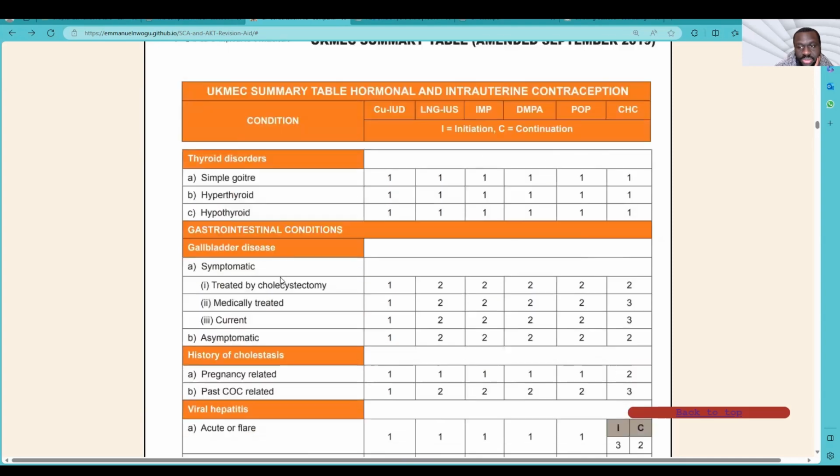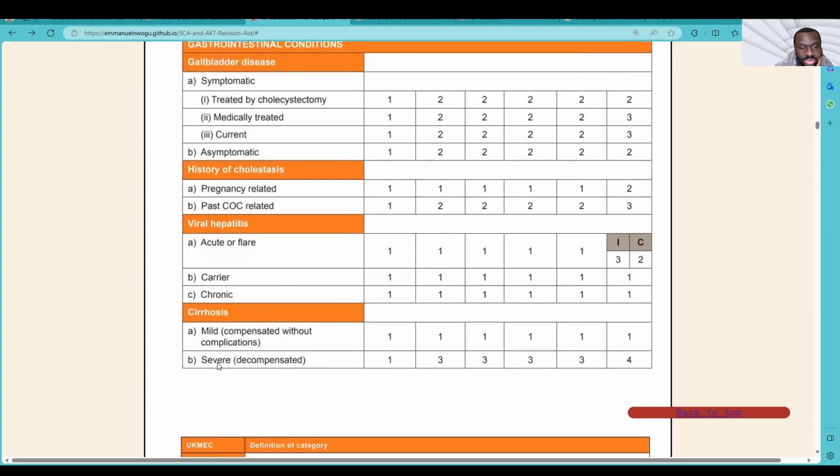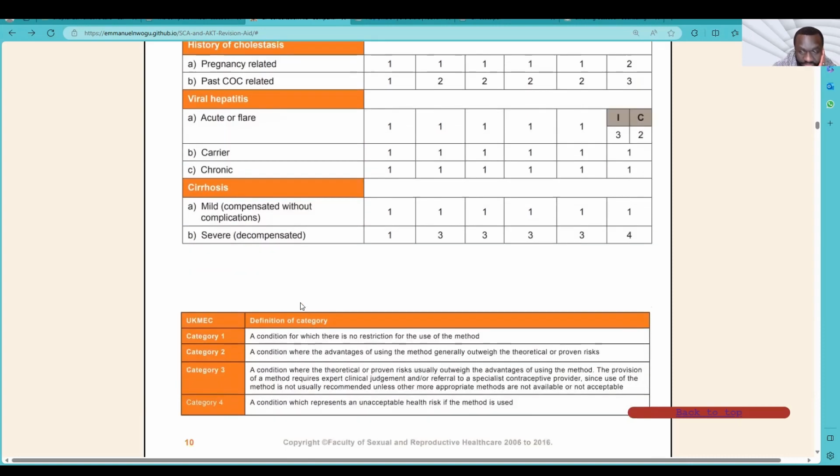Cirrhosis. If the patient has severe decompensated liver cirrhosis, that's a complete contraindication to COC. And preferably, you also shouldn't prescribe other forms of hormonal contraception in severe decompensated liver cirrhosis.